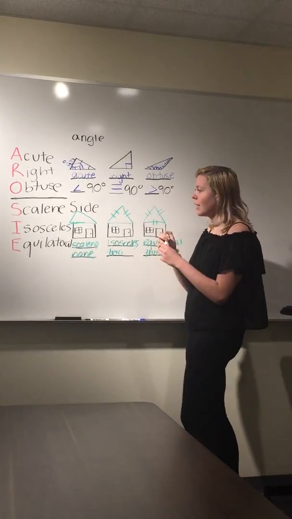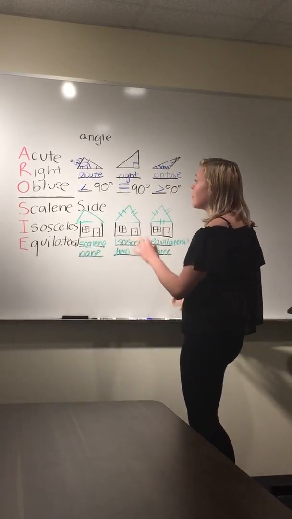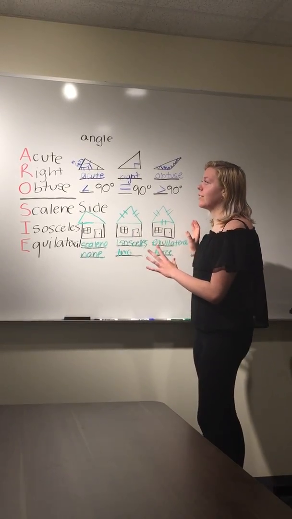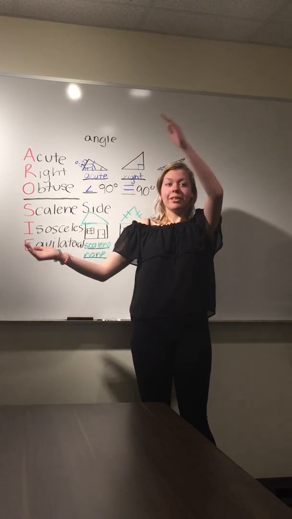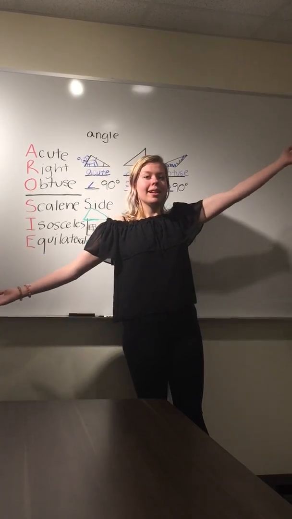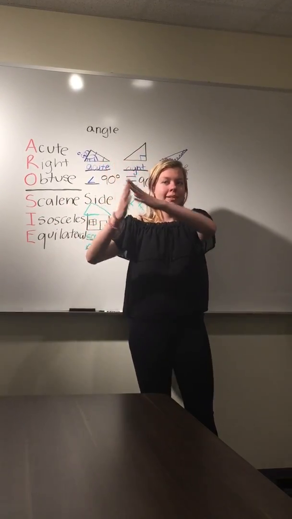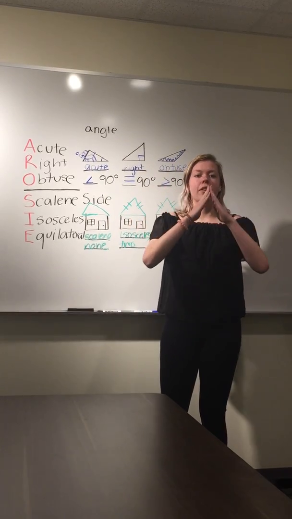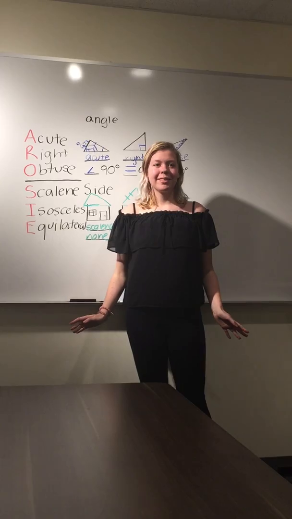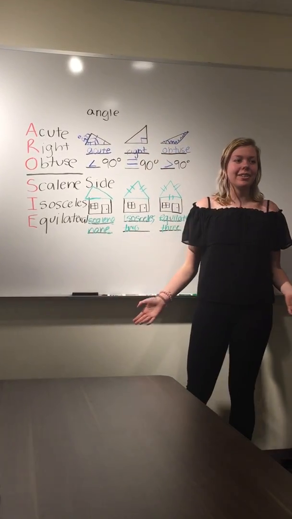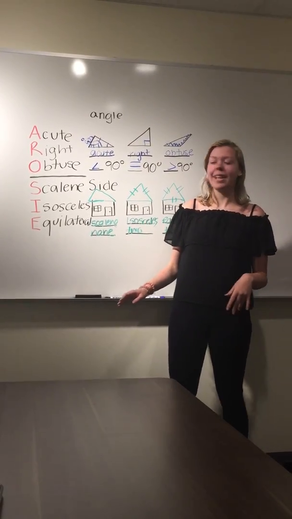So don't forget that the best way to remember how to recognize different triangles is by AROSIE. So we have acute, right, and obtuse, and then we have scalene, isosceles, and then our equilateral. Does anybody have any questions? Perfect. Now you know how to determine triangles by their angles and their sides.